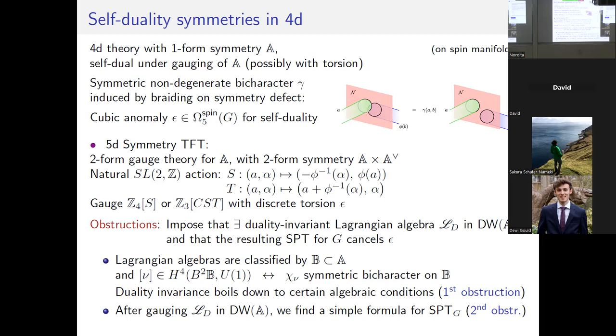The fact that there must exist a duality invariant Lagrangian algebra in the Dijkgraaf-Witten theory, and then the fact that when you gauge it, you get an SPT that cancels with the Frobenius-Schur indicator. Now, in four dimensions, we don't have a mathematical proof, once again, because we are not starting with the precise definition of the higher category and what it means to gauge in the higher category. What we did was to propose the generalization. To finish, we give a proposal for what the answer should be in four dimensions, but as I said, it's not a mathematical proof.